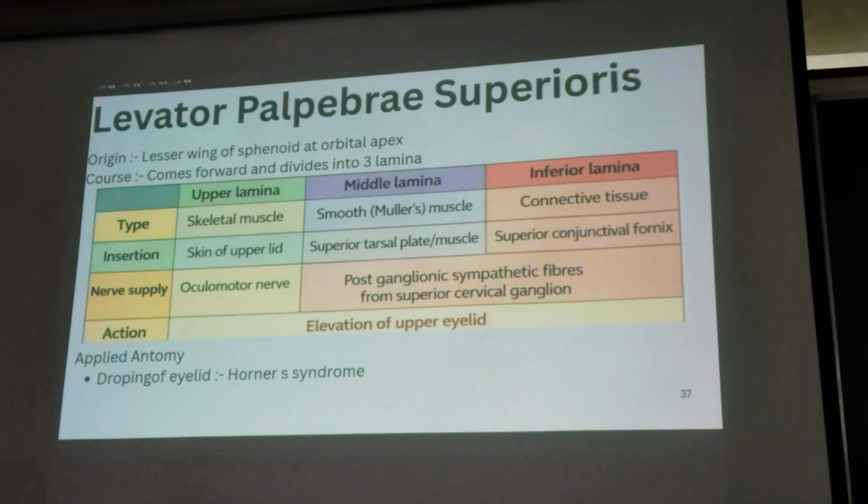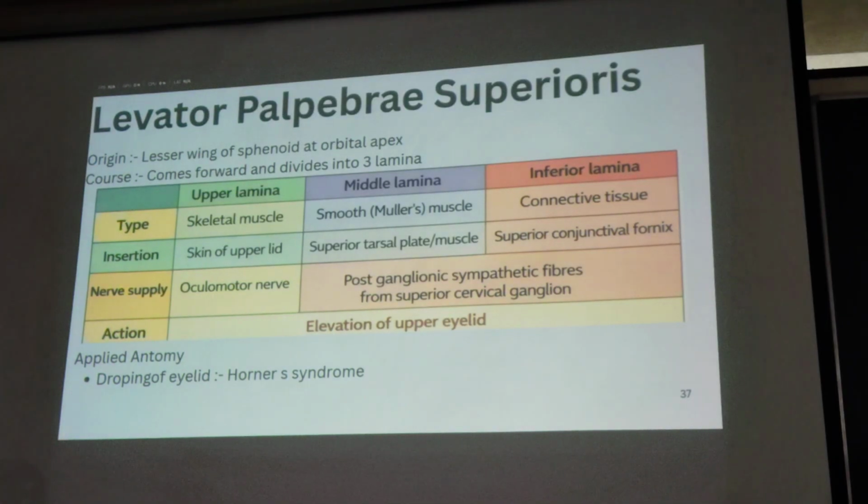Then levator palpebrae superioris. The origin of levator palpebrae superioris is from the lesser wing of sphenoid at the orbital apex. As it comes forward, it divides into 3 laminae: upper lamina, middle lamina, and inferior lamina. The upper lamina is skeletal muscle, the middle lamina is smooth muscle, and the inferior lamina is connective tissue.